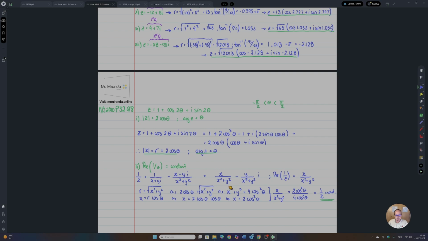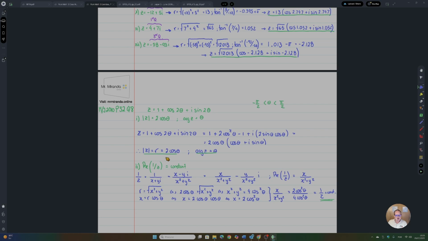And the real part of this number is going to be x over x squared plus y squared, what you have over here. Okay, don't forget what you have to prove. You have to prove that this is constant. So I need to get an expression for x, and I have to get an expression for this denominator. All right, let's start with the denominator, because I know that r, the modulus, is going to be the square root of x squared plus y squared.